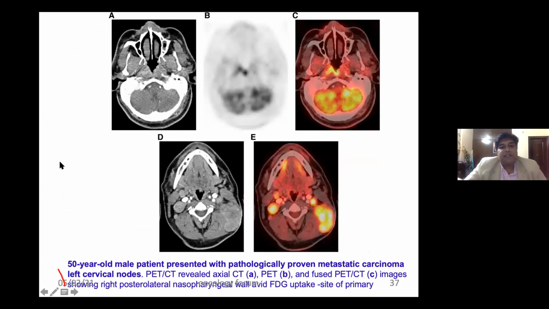Another patient, a 50-year-old male, presented with metastatic left cervical lymph nodes. Here PET-CT was performed directly. You can see there's a primary in the nasopharyngeal wall, right posterolateral wall and fossa of Rosenmüller is the site of primary, with bilateral cervical lymph node metastasis. This is physiological FDG uptake in tongue muscles, bilateral and symmetrical, and the site of primary is nasopharynx.